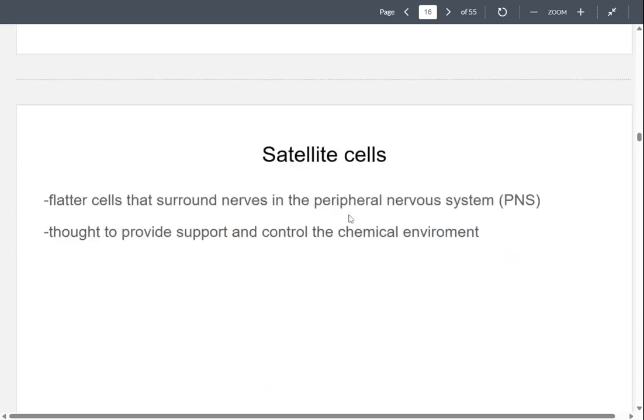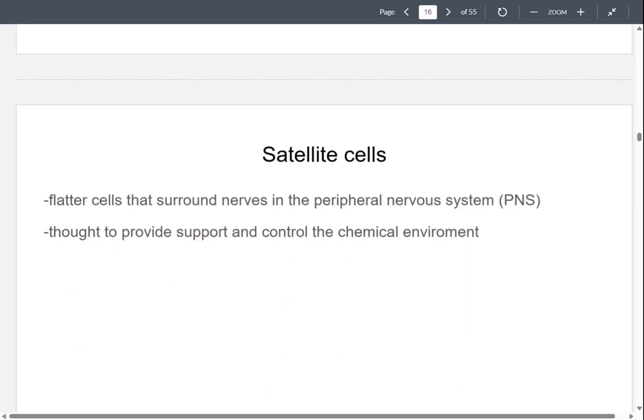In the peripheral nervous system, we do have something called a satellite cell. It's a variation on the glial cells, like microglia and astrocytes. They're not typically included in that 5-cell count that I mentioned, but they do need to be mentioned here. Why aren't they typically included? Because we're still working on what they do.